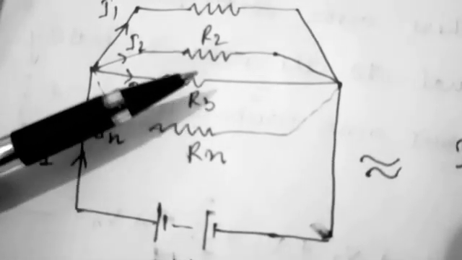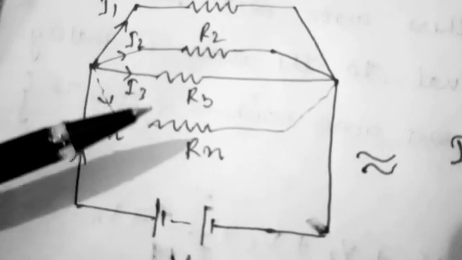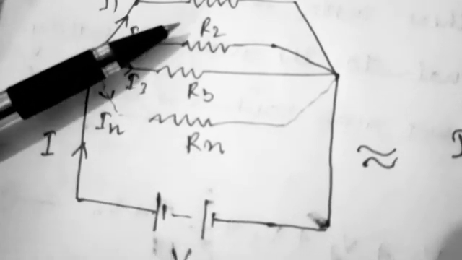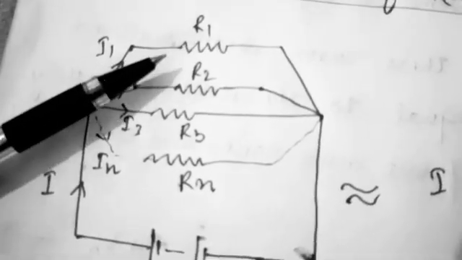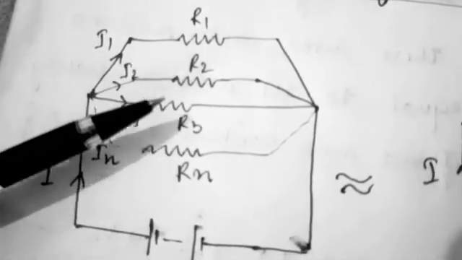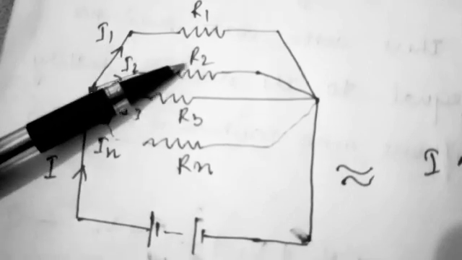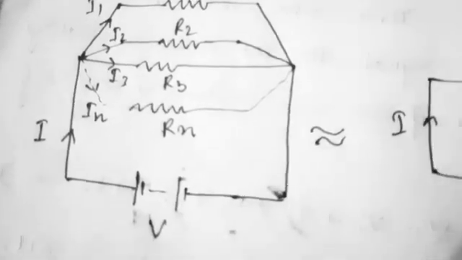So in parallel combination, the overall resistance decreases. Also, every resistance could have the proper amount of current, because the potential difference across every resistance is the same. And if one equipment gets faulty, the other equipments keep on working.